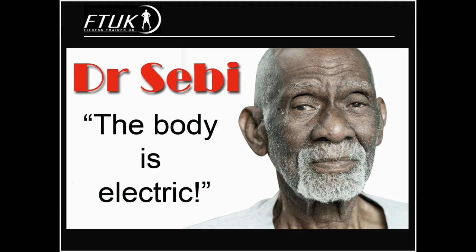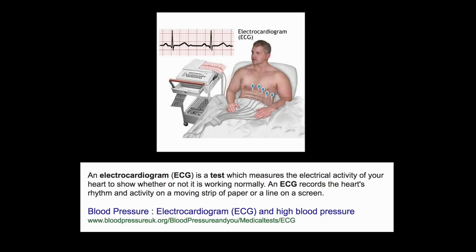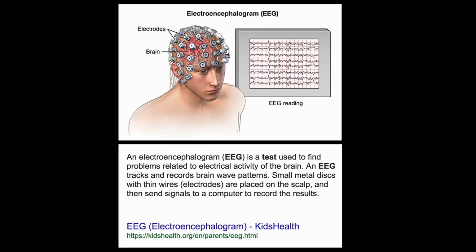Do some research. Dr. Sebi said the body is electric. Let's find out if that's true. A simple Google search will find that the body is electric. This is an ECG. An electrocardiogram is a test which measures the electrical activity of your heart to show whether or not it is working normally. So that shows that the heart is electric. What about an EEG? A test used to find problems related to electrical activity of the brain. So your heart and your brain are electric. The body is electric. You can do your research and find out the body is actually electric.